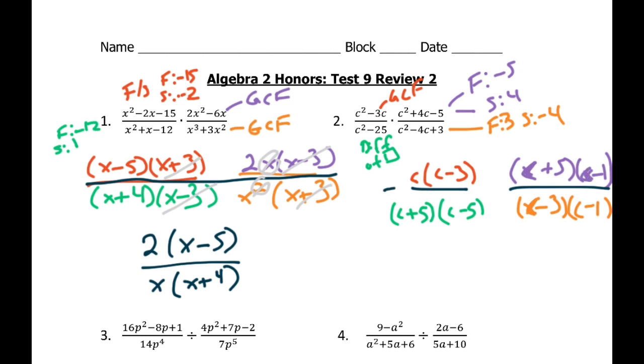And again, with multiplication, you can go and make this one big fraction, and then anything that's the same on the top and the bottom, we can cancel. So let's see. I can cancel out C minus 3's, C plus 5's, and C minus 1's, so that I'm left with C on top and a C minus 5 on the bottom.